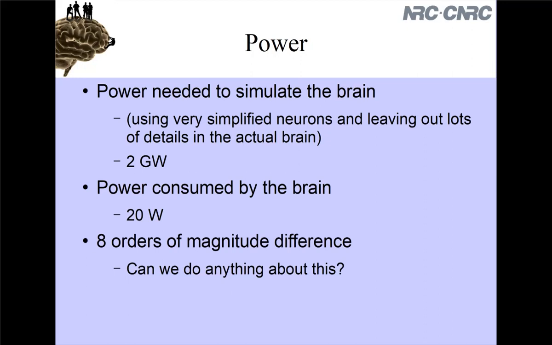And even in that situation, we're still saying, okay, it's going to take, with modern technology, 2 gigawatts of power to simulate the brain. The power consumed by the actual brain is more like 20 watts. Why is there this huge difference? Why are brains so incredibly much more efficient than all this fancy computer hardware we're using to simulate the brain? Especially when there's tons and tons of industry effort to make these computers as efficient as possible. What's going on here?